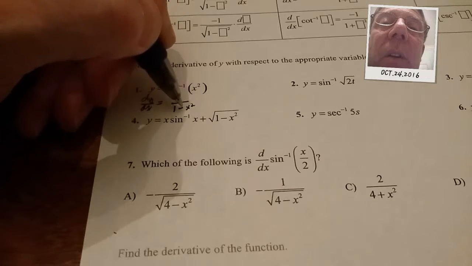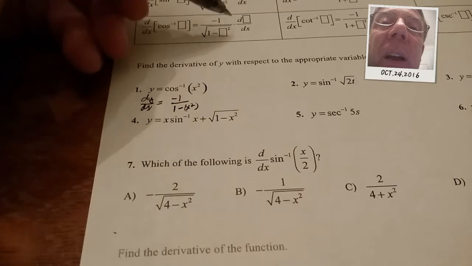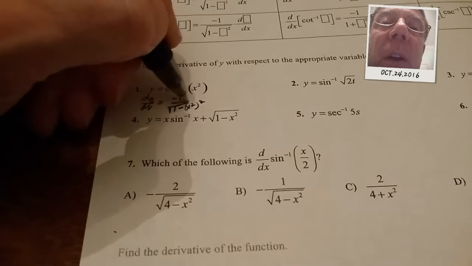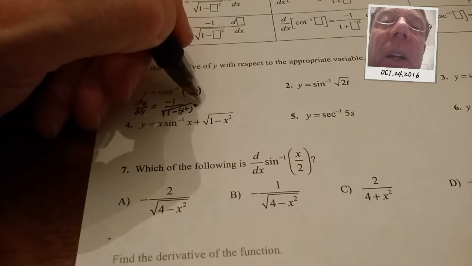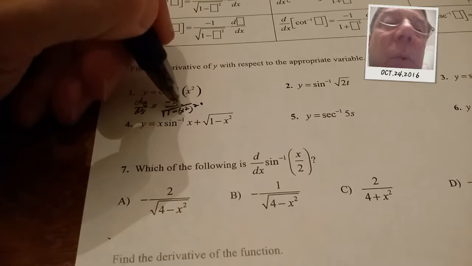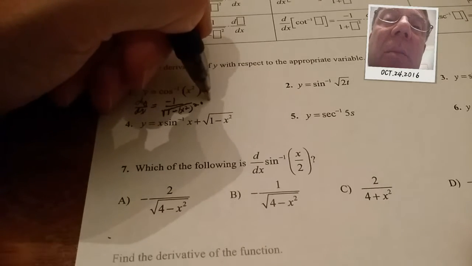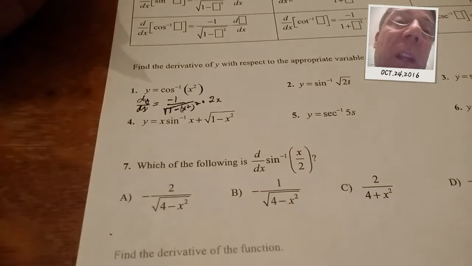X squared, but look what I have to do. I have to square that based on the formula, and then there's a square root around it. But now, because of the chain rule, I have to take the derivative of x squared. Well, I'm going to say times 2x. Then I'm going to clean it up algebraically. Pretty straightforward stuff here. I know it looks a little bit complicated, but actually it's pretty straightforward.